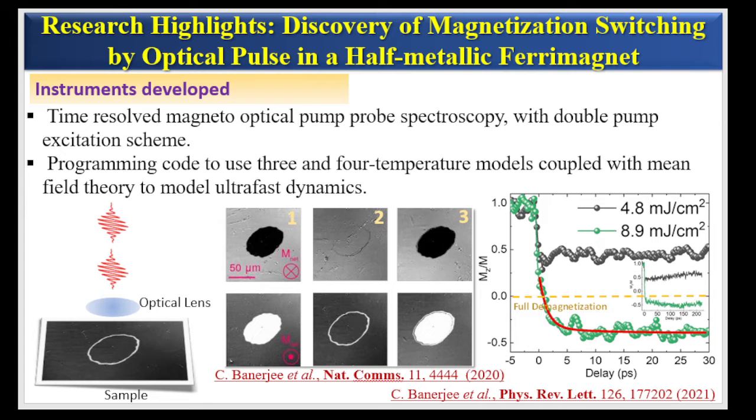This toggle switching is very important because it shows a new route to write magnetic data bits which is compatible with optical fiber-based communications. From the measurement of time-resolved dynamics, we found this switching is the fastest of all optical switching reported so far.